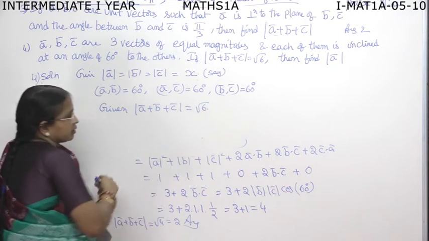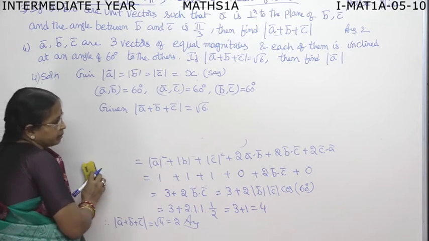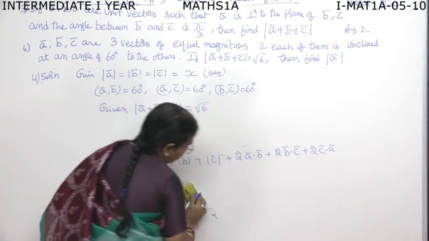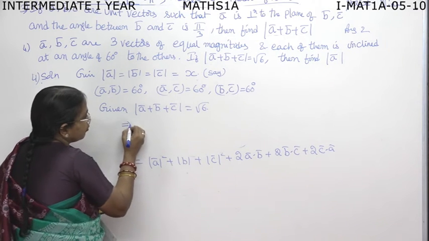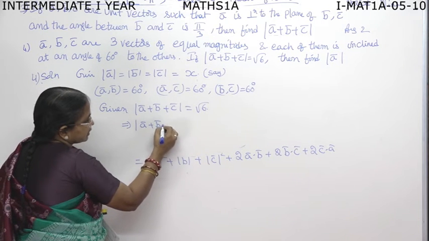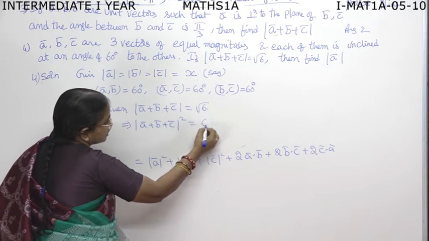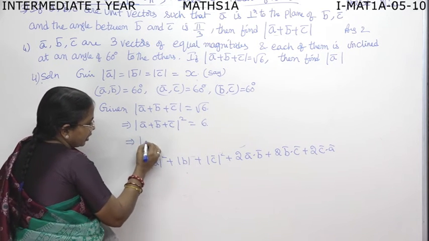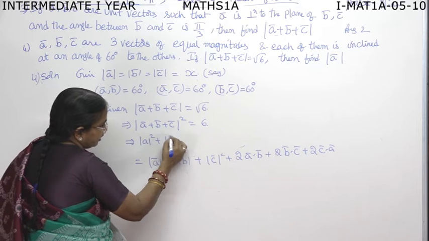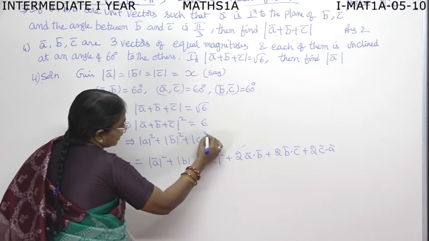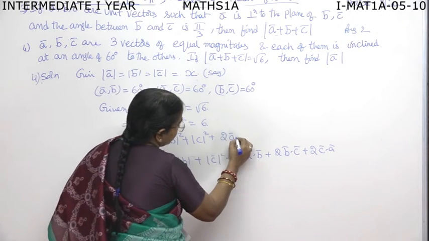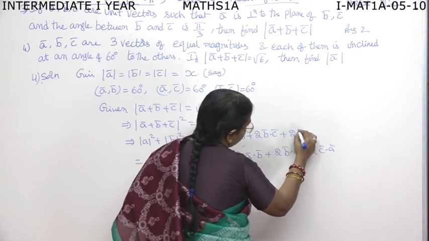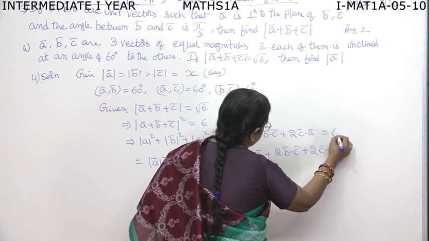Root 6. So as I said, whenever you have mod A plus B plus C, you must square it and then simplify. So we'll write this implies mod of A plus B plus C whole square is equal to 6. Now what is the formula for mod of A plus B plus C whole square? Mod A square plus mod B square plus mod C square plus 2A dot B plus 2B dot C plus 2C dot A is equal to 6.